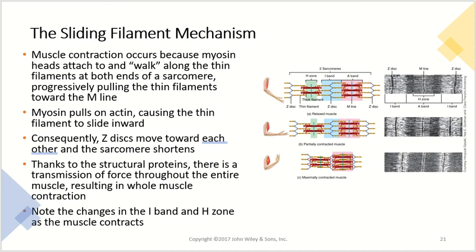It's important to see these changes in the I band and the H zone as these muscles contract, right? So we can see here our I band, our H zone, and our A band. We can see how these change significantly as that muscle fiber contracts. It's really kind of interesting to look at.